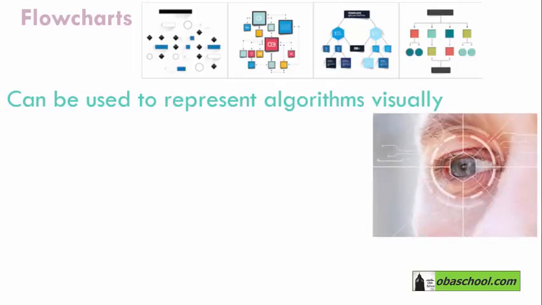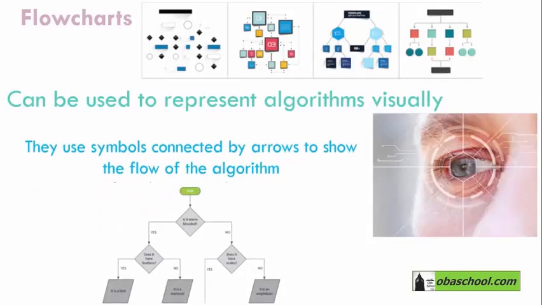So, by relying on sight, we can see how this process happens. Pay attention that flowcharts use symbols. What do we mean by symbols? Look at the flowchart below. These are symbols that are in the flowchart.